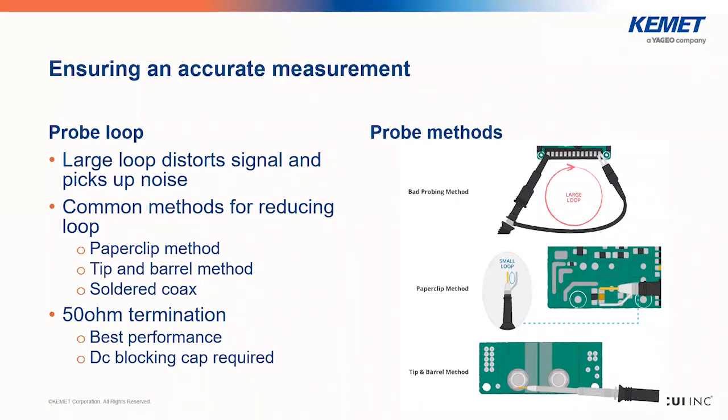The last and best method is to use a 50 ohm cable, such as a coax, and solder it directly to the output. The probe is then terminated at the scope with a matching 50 ohm impedance. This method requires a DC blocking capacitor between the signal and scope, but will give you the best signal quality.